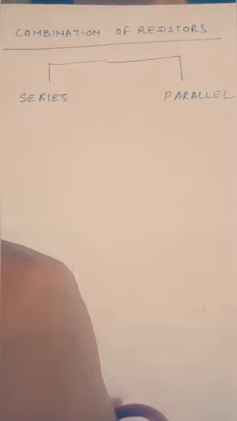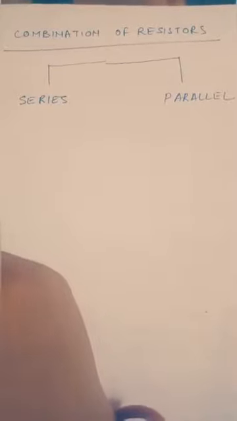So now here we will be studying about the combination of the resistors. Resistors can be combined in two ways. One is series and the other is parallel. In series, if we are combining the resistances, then the resistance of the circuit increases. But if we combine the resistors in parallel, then the resistance decreases. So let us start with this.